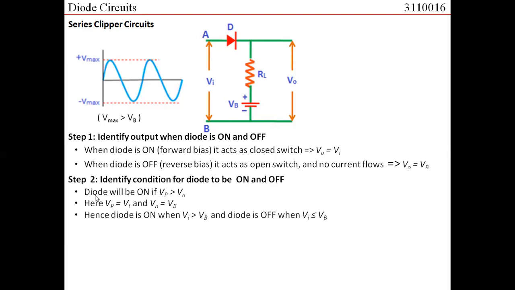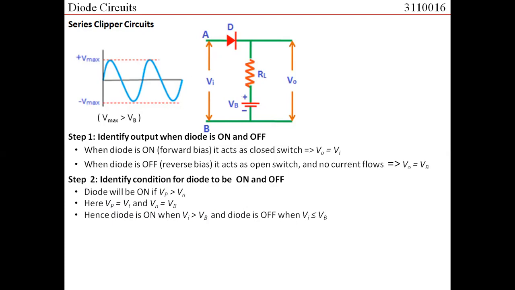So the diode would be on if Vp is greater than Vn. Here Vp is the input voltage and Vn is VB. Thus, the diode would be on when the input voltage is greater than VB, satisfying this condition that Vp should be greater than Vn. And the diode would be off if the input voltage is less than VB.